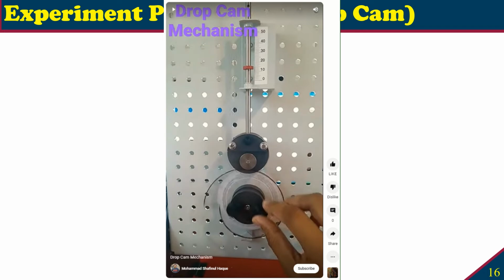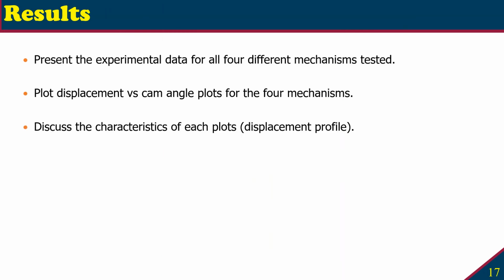Now we're going to see what and how to produce our results. In the results section, you have to present the experimental data that you have collected for all four different mechanisms tested. You have to plot the displacement versus cam angle from 0 to 360 degrees, plotting the displacement that you have collected from the red bar movement. And you should get the displacement profile. So you have to plot four displacement profiles and discuss the characteristics of each of those plots.